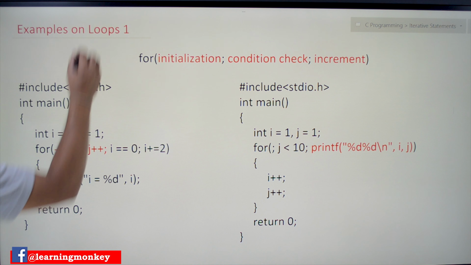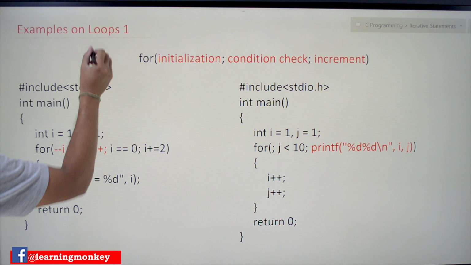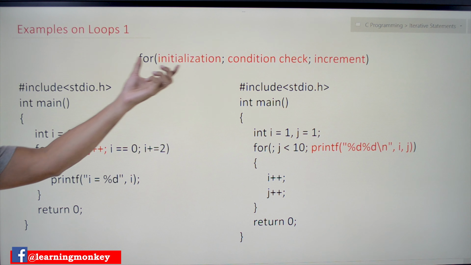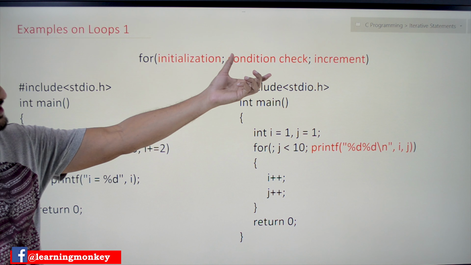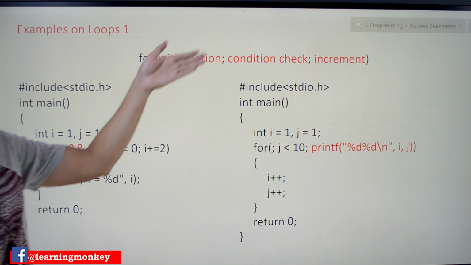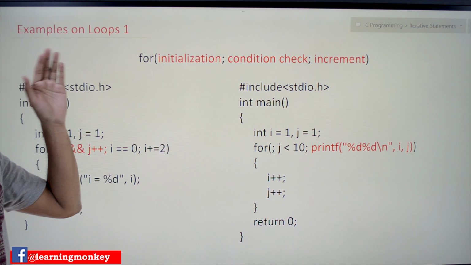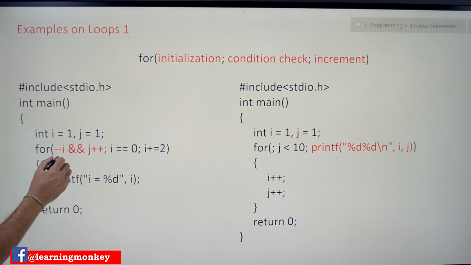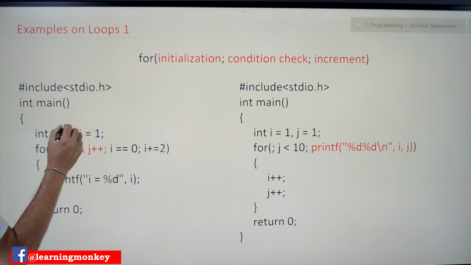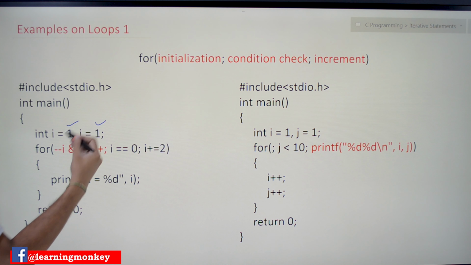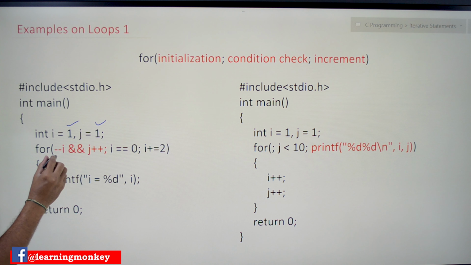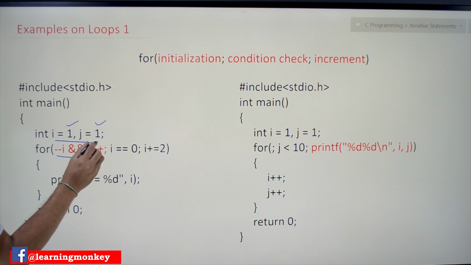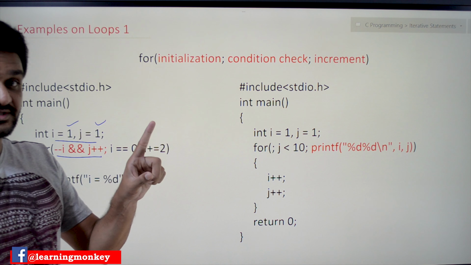See here in this example. These examples are only to make you understand the concept that these parts are not exactly used only for initialization and incrementation. They can provide any expressions. Here the initialization of i and j is done above the for loop, and here an expression is used. This expression is going to be executed only once.